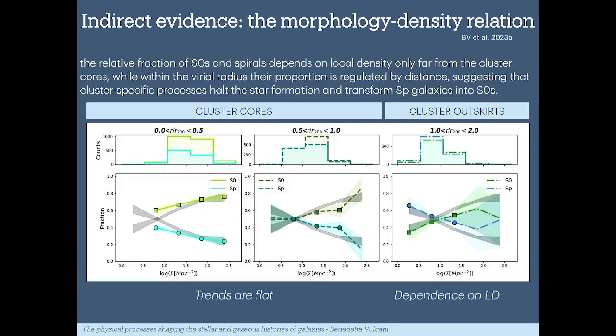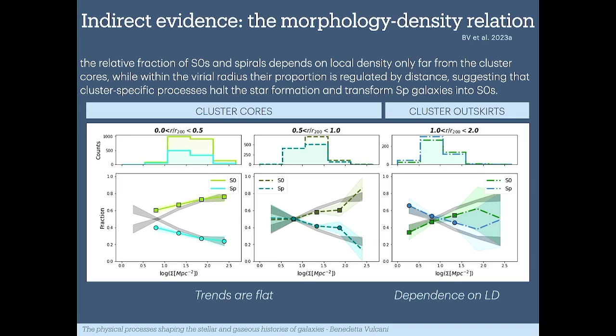Indeed, here we can just consider late-type and S0 galaxies in three bins of cluster-centric distance. These two are the cluster cores. Here we have the cluster outskirts, and again, here is the distance. And we see that far from the cluster, in the outskirts, there is a dependence on local density. Fine. In the cluster cores, we see that the dependence really washes out.